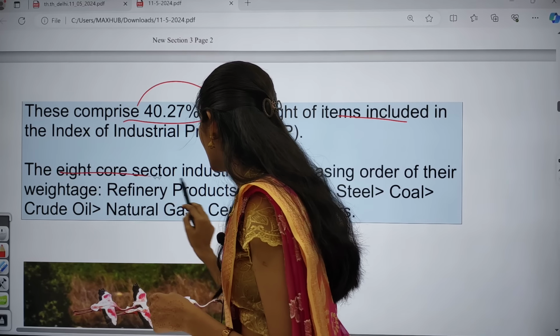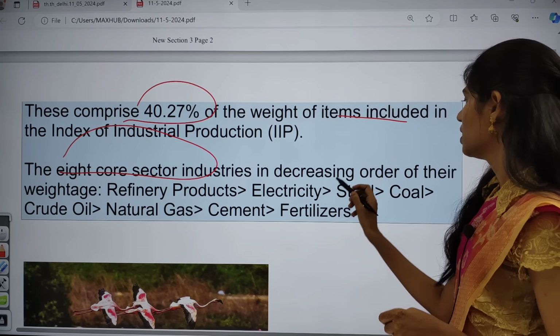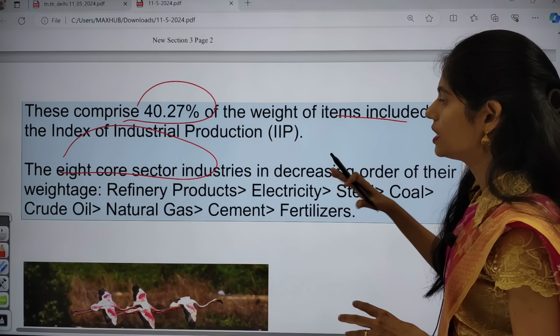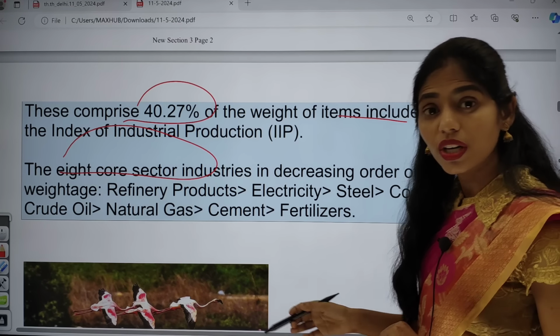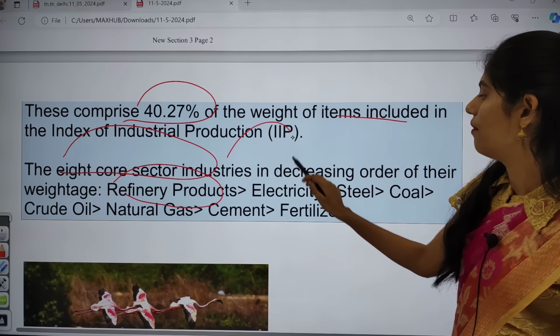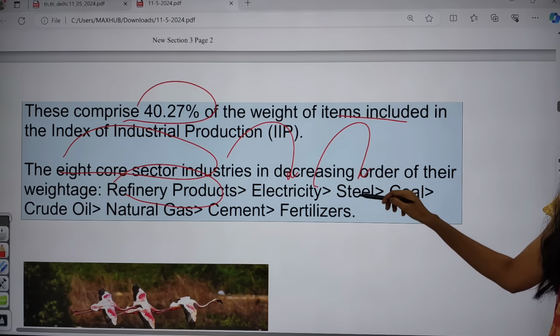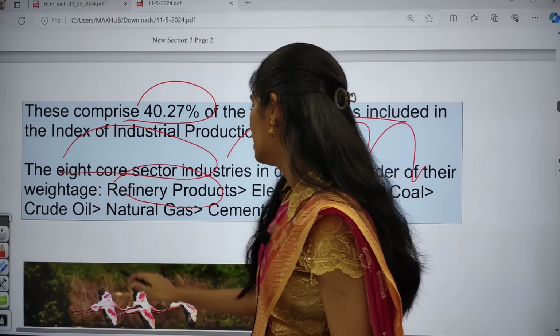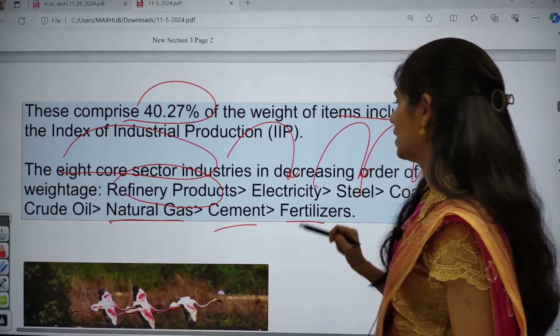And this is about the 8 core sector industries. You have to know them in decreasing and increasing order of weightage. Refineries have the highest weightage. After refinery we have electricity, next is steel, next is coal, and after coal we have crude oil, natural gas, cement and fertilizer.